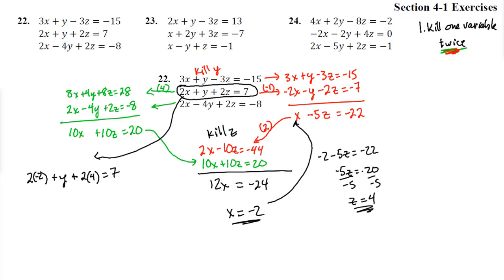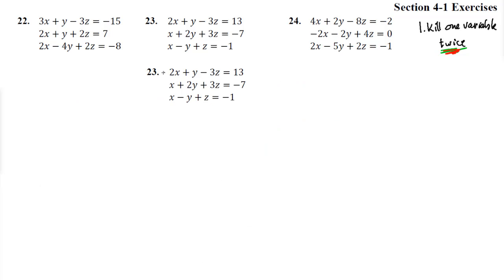With the x and the z inserted, we can now solve for y. So this is negative 4 plus y plus 8 equals 7. That's y plus 4 equals 7. Subtract 4 from both sides, and y equals 3, which means our answer is x is negative 2, y is 3, and z is 4. Excellent. That's number 22. Number 23.